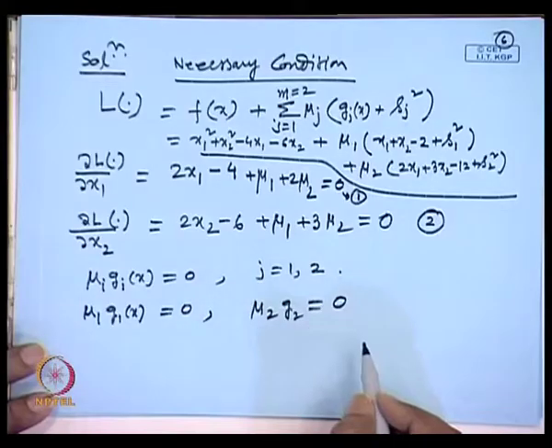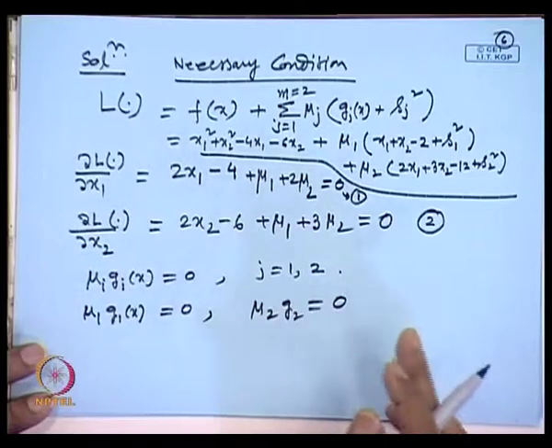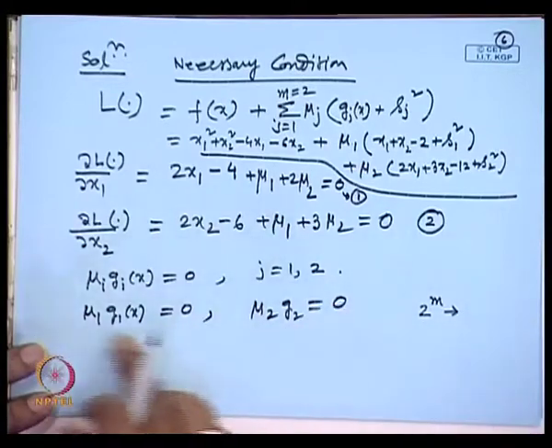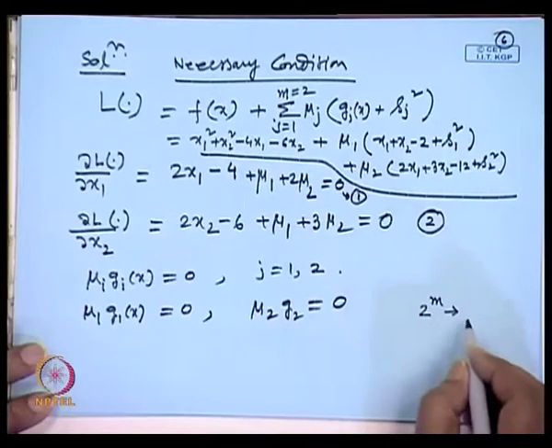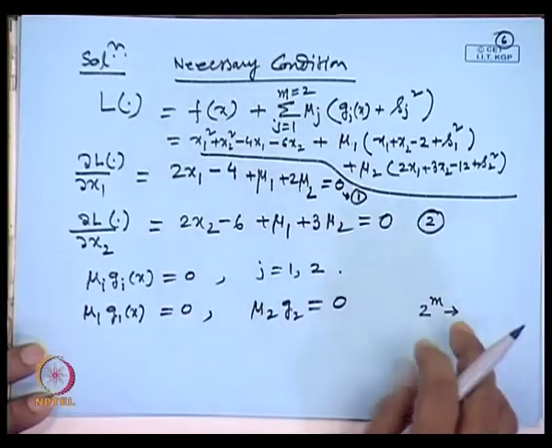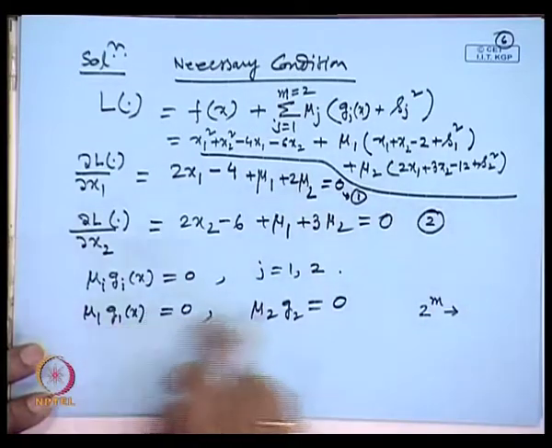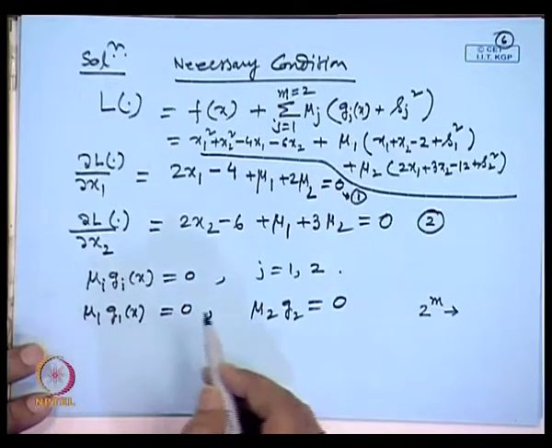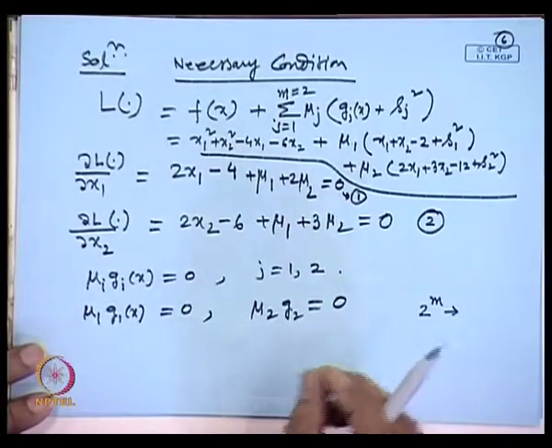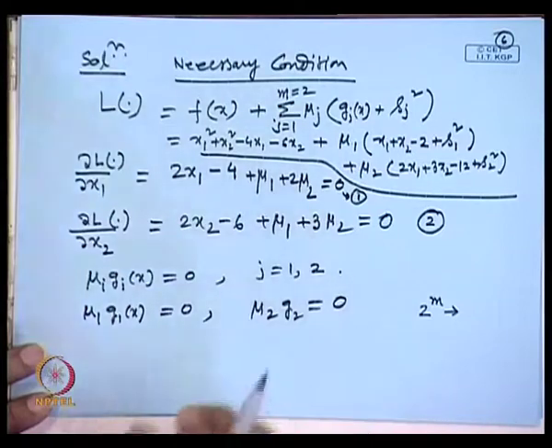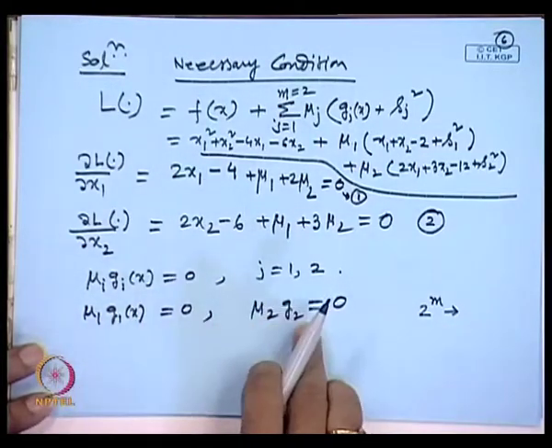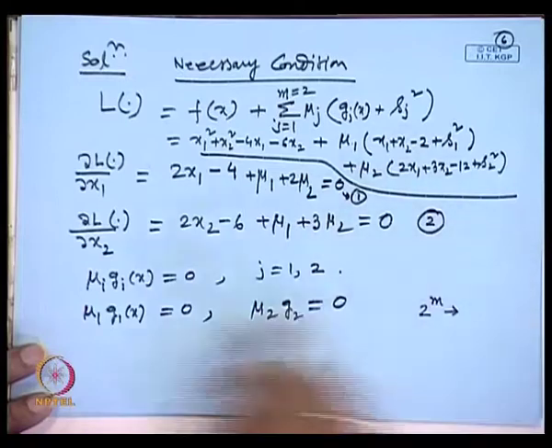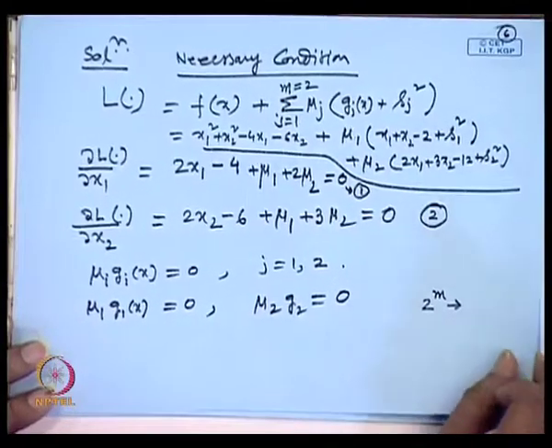Similarly, in general, if you have m inequality constraints, then 2 to the power of m possibilities are there to satisfy these equations, that is, 2 to the power of m switchings are possible. Here j is equal to 1 to m, that means m constraints are there. So in short, if m inequality constraints are there, we have m such equations, which in turn give 2 to the power of m switching conditions to satisfy these equations. So let us solve for this case.